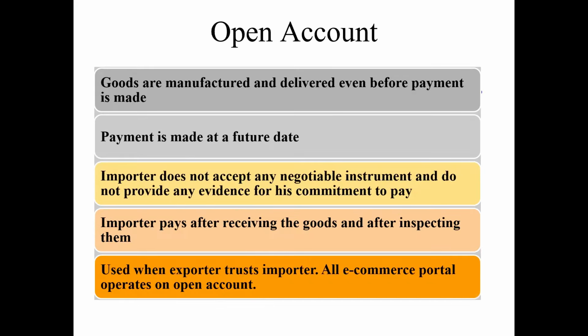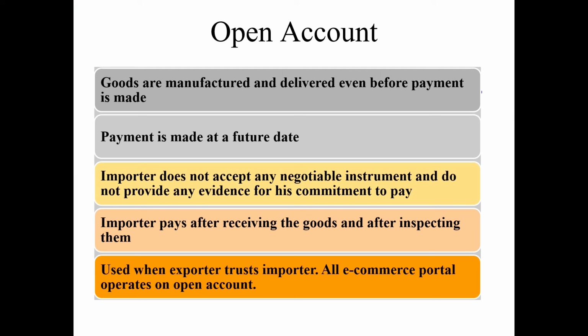Open account or consignment export is the opposite of advance payment, wherein the exporter delivers the goods even before the payment is made. In this case, the importer makes the payment at a future date. Also, the importer does not accept any negotiable instrument. Therefore, the exporter does not have any evidence from the importer of commitment to pay at a future date. The importer pays after receiving the goods and after inspecting them.